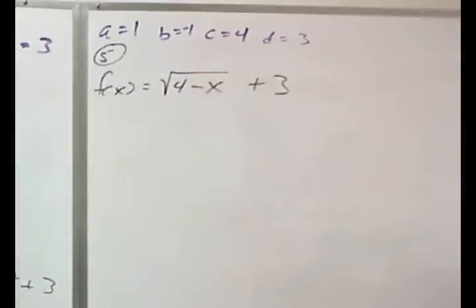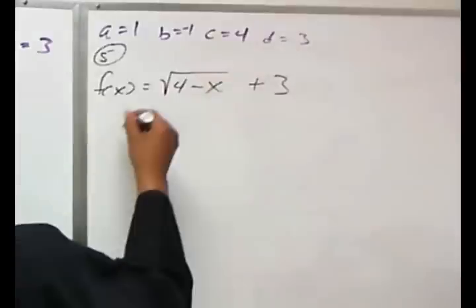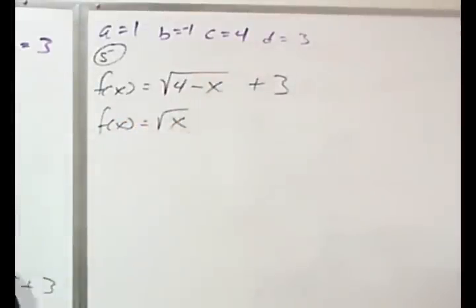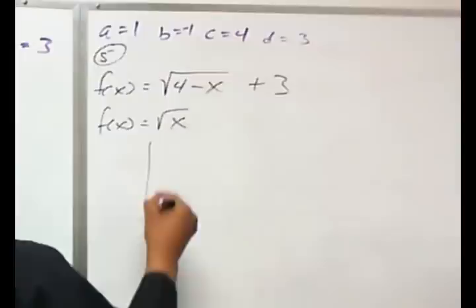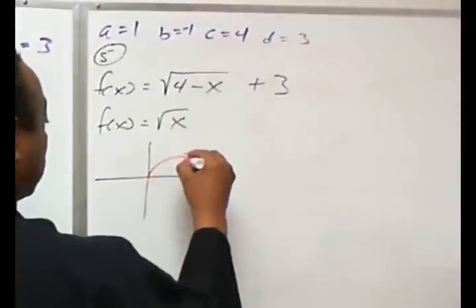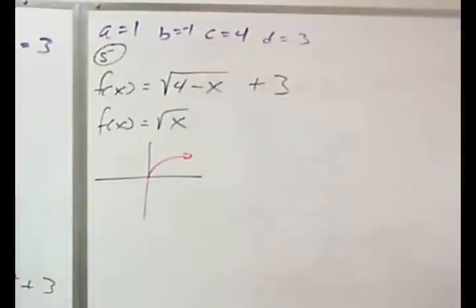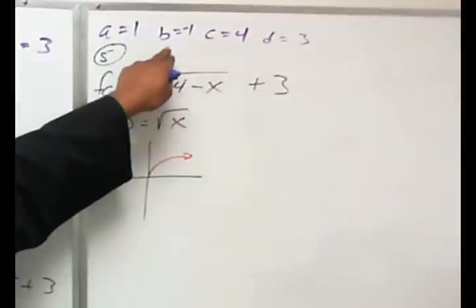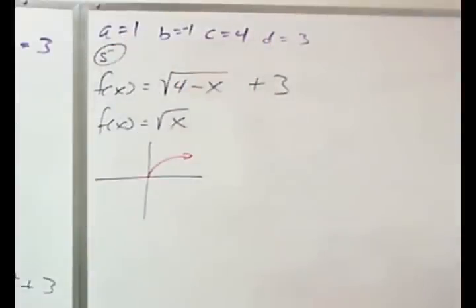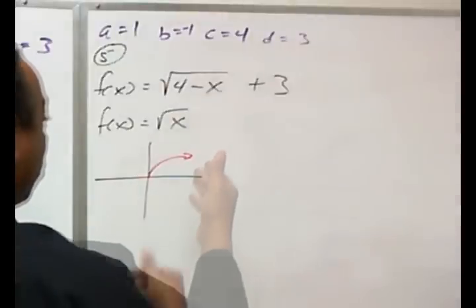Step 1 is to strip all the parameters off to get our basic function. So stripping off all the parameters, we're left with the square root of x. The graph of the square root of x looks like this. And then we'll start putting the parameters on. We start with the c parameter, the b parameter, the a parameter, and then finally the d parameter. So let's put the c parameter back on first, which is a positive 4.